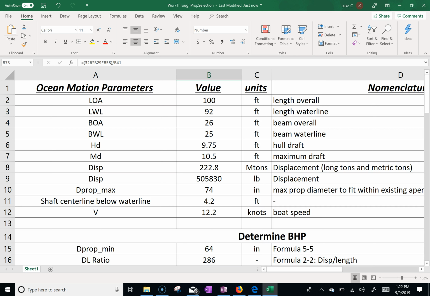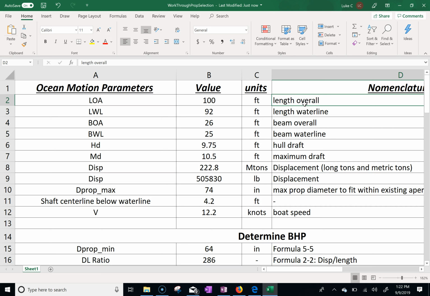So this is just some random example that actually the book goes through, and I kind of went through it. So we'll start with length overall, and then the length of the water line, the beam overall, beam water line, hull draft, okay, the maximum draft.